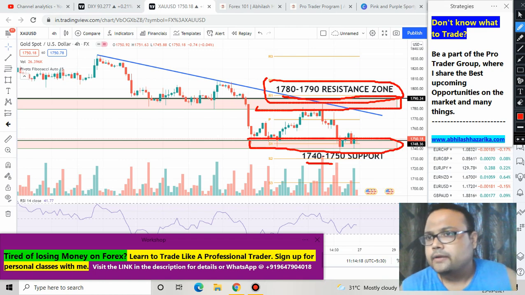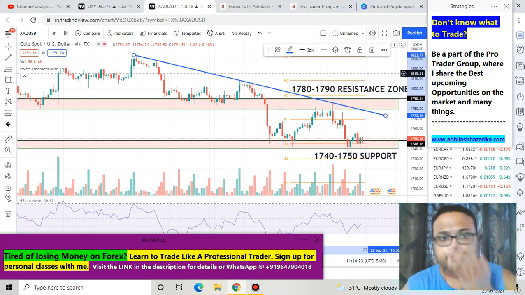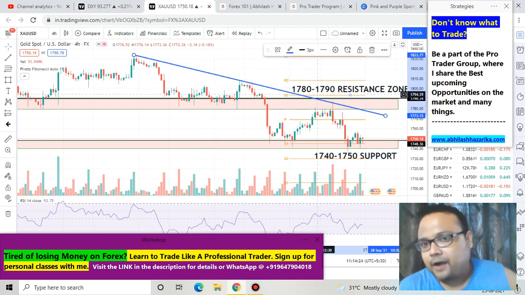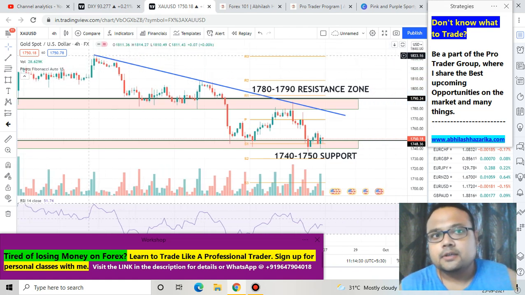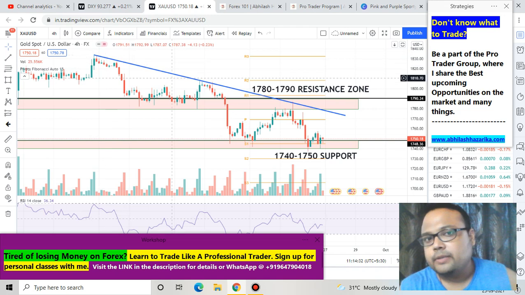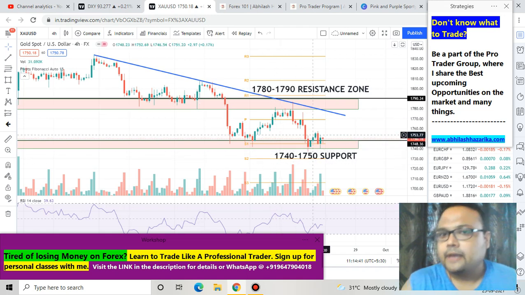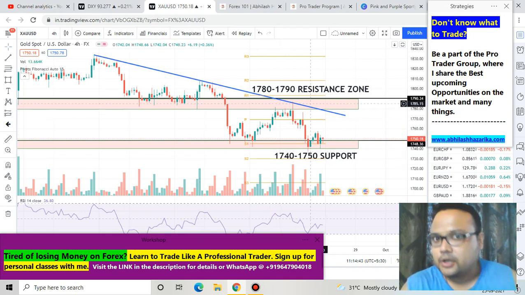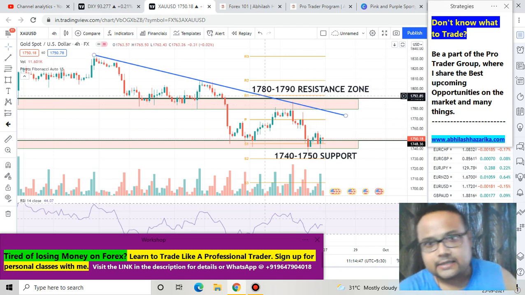And you can see that I have also added a trend line here, and apart from this resistance zone, we also have this trend line in the form of resistance. So whenever the market was trying to go up, this trend line was acting as a dynamic resistance for the market. So we have got one support zone at the bottom, and two resistances at the top in the form of the trend line and 1780 to 1790.